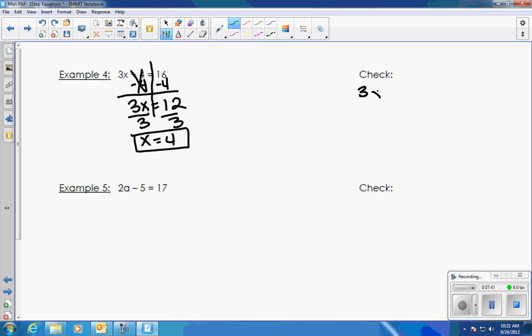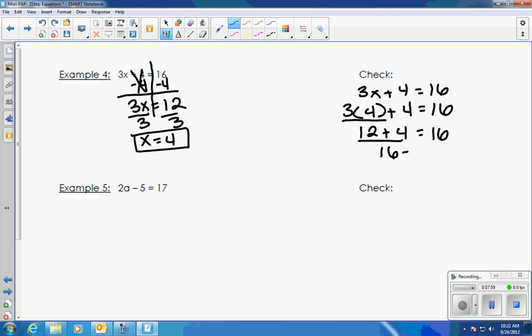To check, I'm going to write my original problem. I'm going to plug in my answer, and then I just need to follow order of operations. Multiplication comes before addition, so 12 plus 4, and 12 plus 4 is 16. So did it work? Yes.